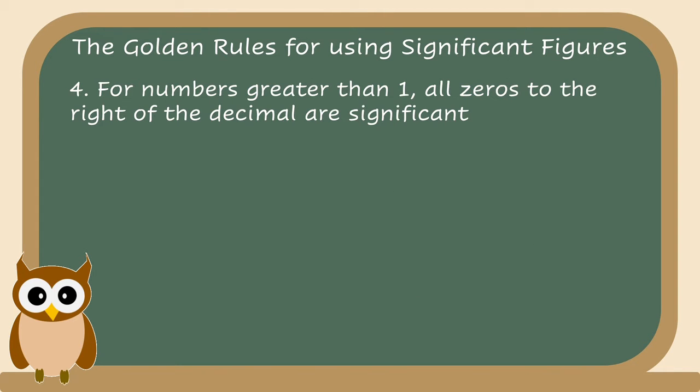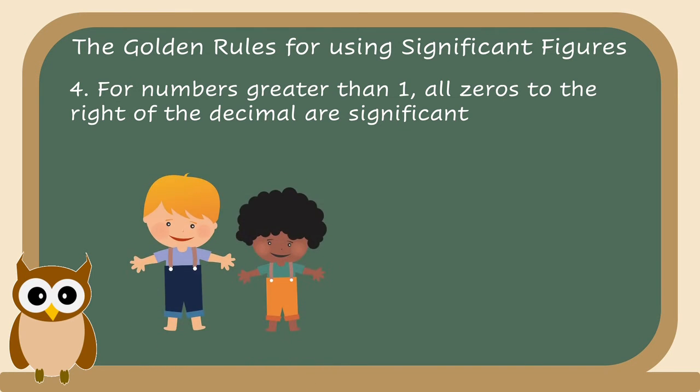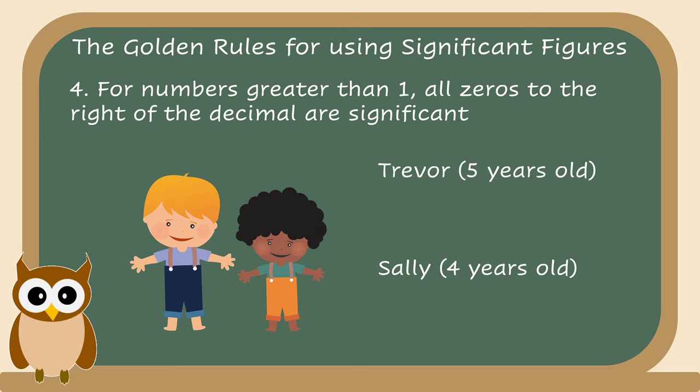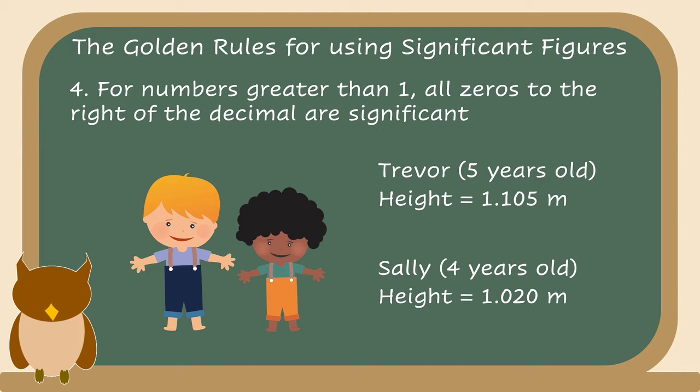Rule number 4. For numbers greater than 1, all zeros to the right of the decimal point are significant. Consider the height of two children, Trevor and Sally. Trevor has a height of 1.105 meters and Sally 1.020 meters.